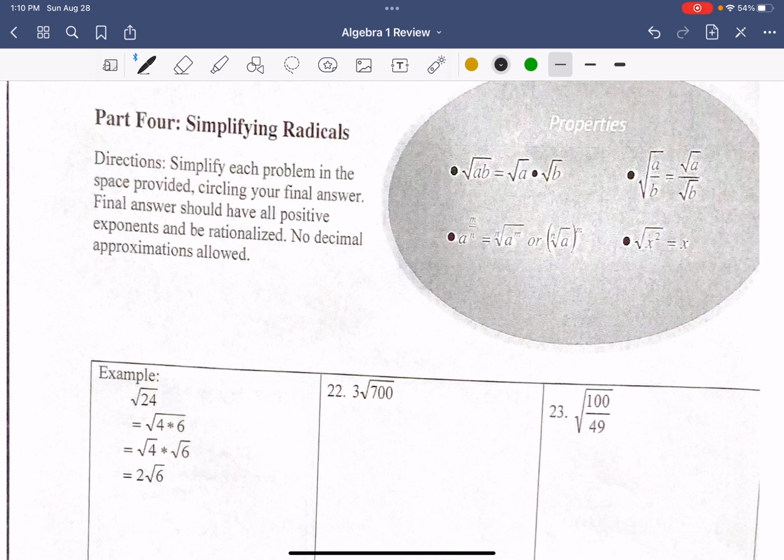This one is on simplifying radicals, so just like on the last video that I made, I'm going to go through and solve all of the problems for you and explain what's happening, and hopefully this helps you with any of them that you have some questions on, and hopefully it's a good review for you.